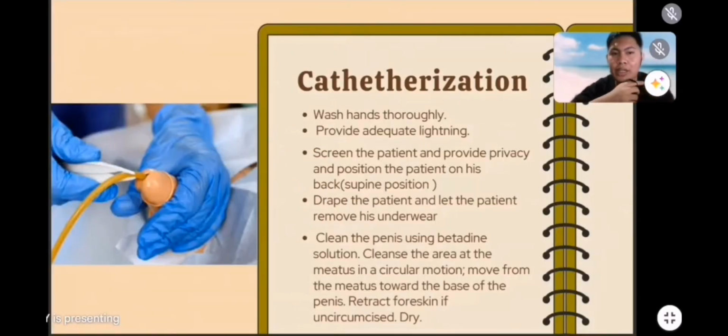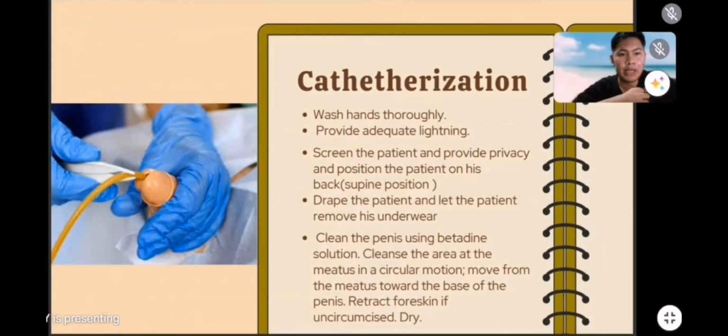Next is catheterization. The process of catheterization allows the drainage of urine if the patient has an obstruction in the tube that carries urine out of the bladder. First, we must wash our hands to avoid contamination. Next, provide adequate lighting. Next, screen the patient and provide privacy to give the patient comfort and security. Next, position the patient on his back, in the supine position. Drape the patient and let the patient remove his underwear.